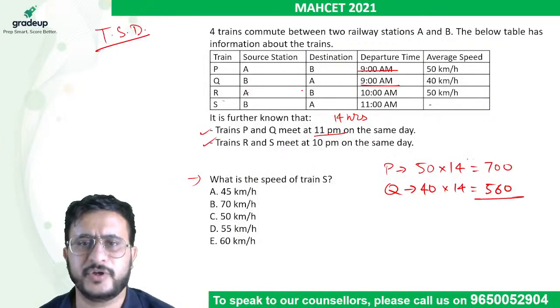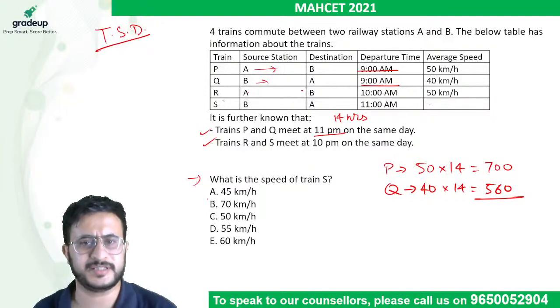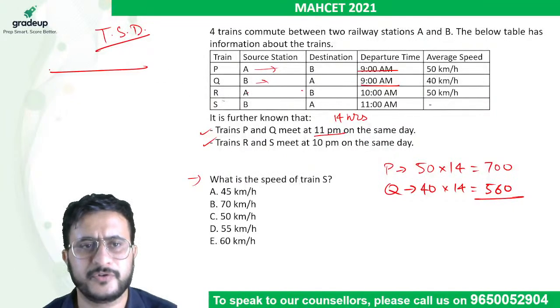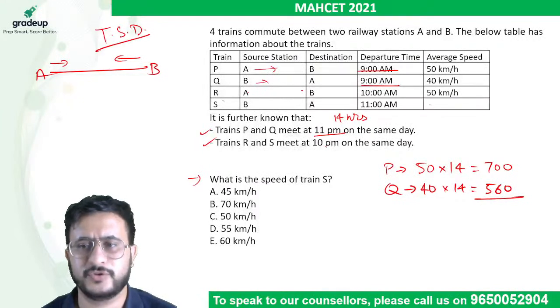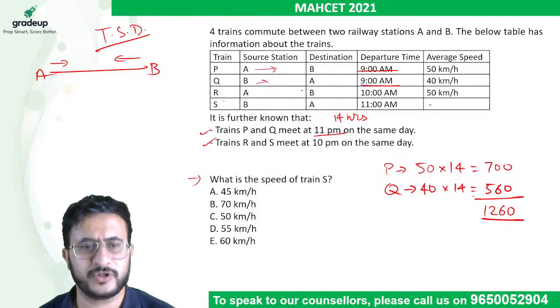Since they are going from A to B and B to A, they are going in opposite directions, coming towards each other. So one train is going from A to B and another train is going from B to A. So the total distance is 1260. The distance between A and B is 1260 kilometer.